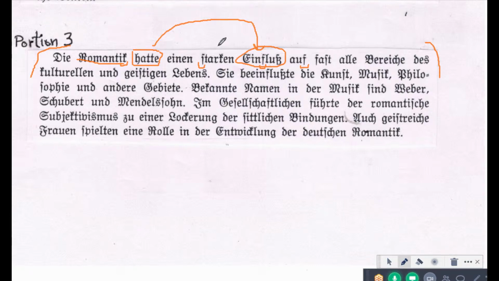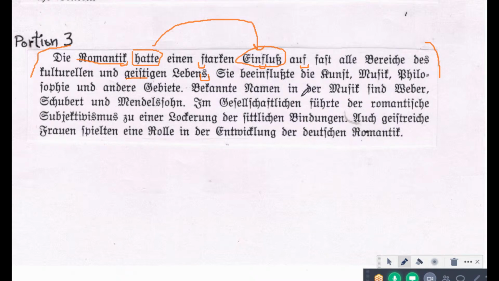So this is cultural, and geistig actually means both spiritual and intellectual. Okay, and then what is the S doing here on Lebens? It's possessive. Good. You want to do that whole first sentence slowly? Sure. Romanticism had a strong influence on almost all realms of cultural and intellectual life. Great, good.